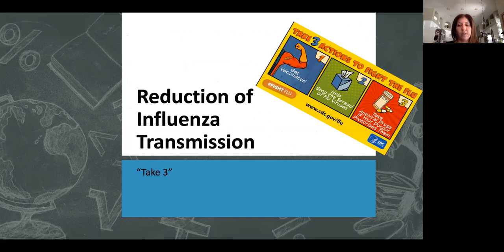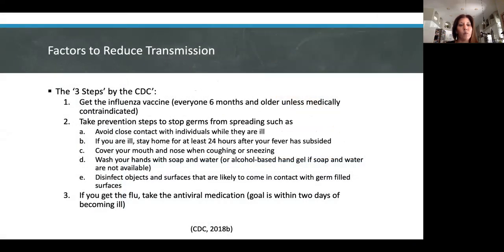This is the CDC. This is one of their slogans, take 3. And what do they say? These 3 steps by the CDC: the first is getting the influenza vaccine. So everyone 6 months and older, unless there's a medical contraindication to get it. They're saying during pregnancy, at any point during the pregnancy, you can get this influenza vaccine, and really focusing on our elderly population.